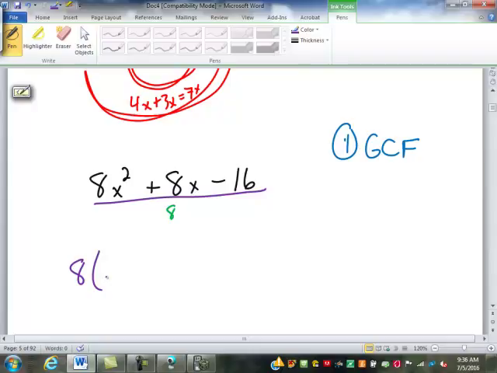1. So that's just going to be x squared, right? What's 8x divided by 8? 1x, so just x, so positive x. Negative 16 divided by 8. Negative 2.